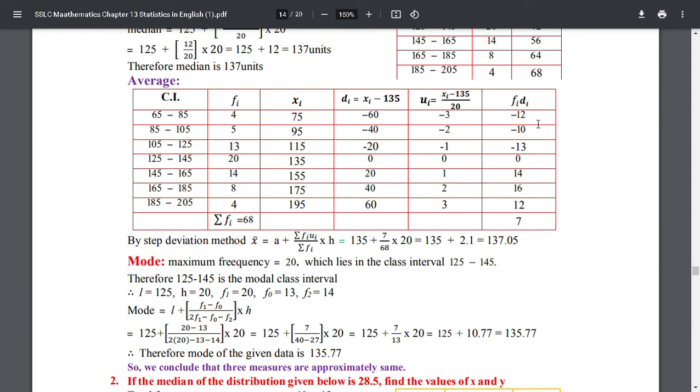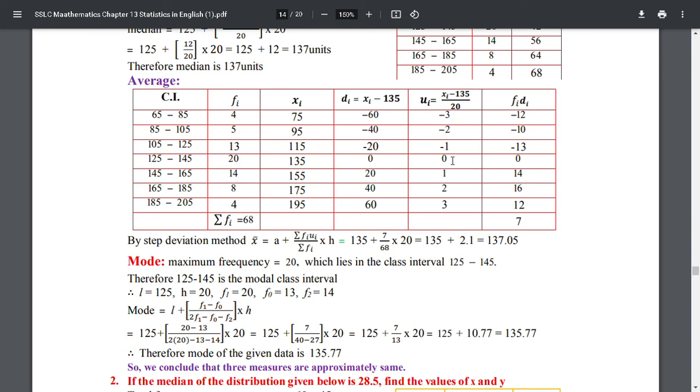By step deviation method, x bar is equal to a plus sigma Fi Ui by sigma Fi into h, is equal to 135 plus 7 by 68 into 20, is equal to 135 plus 2.1, is equal to 137.1.